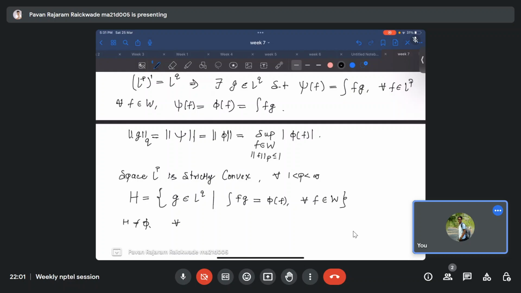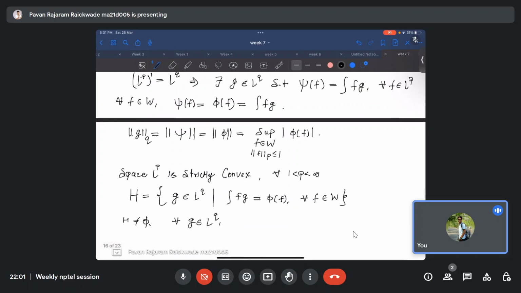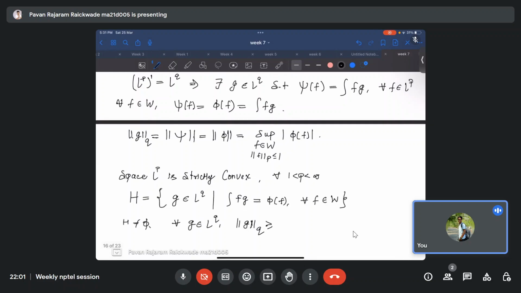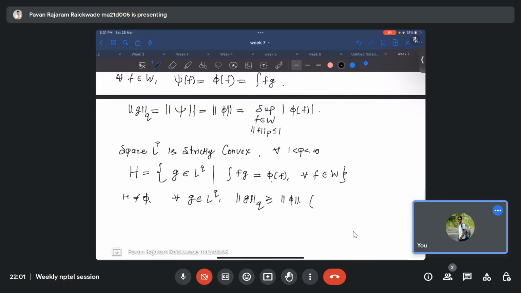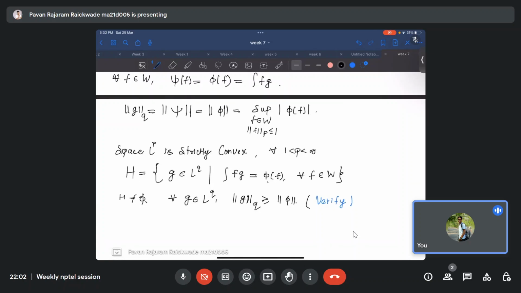For any g belonging to L^q, the L^q norm of g will be greater than or equal to the operator norm of phi. This you should verify. In particular, this set H is a collection of all extensions. G is identified as a linear functional on L^p, which is an extension of phi. So these are all extensions of the function phi, but not necessarily norm-preserving. You are just taking all the possible extensions.